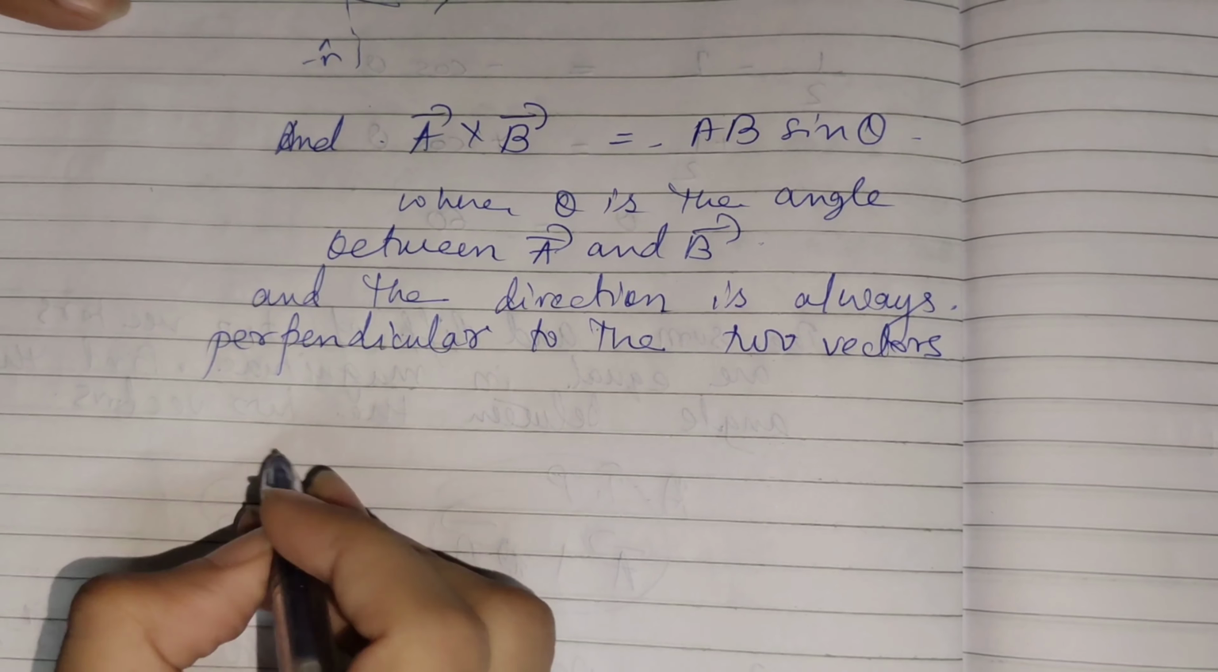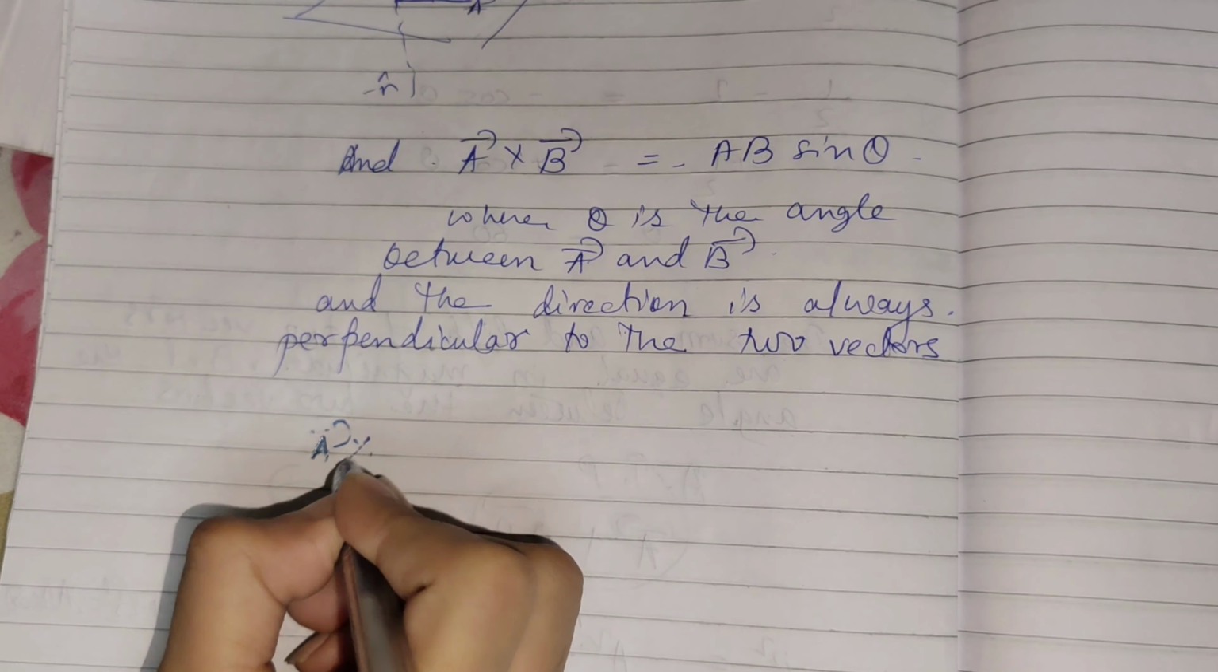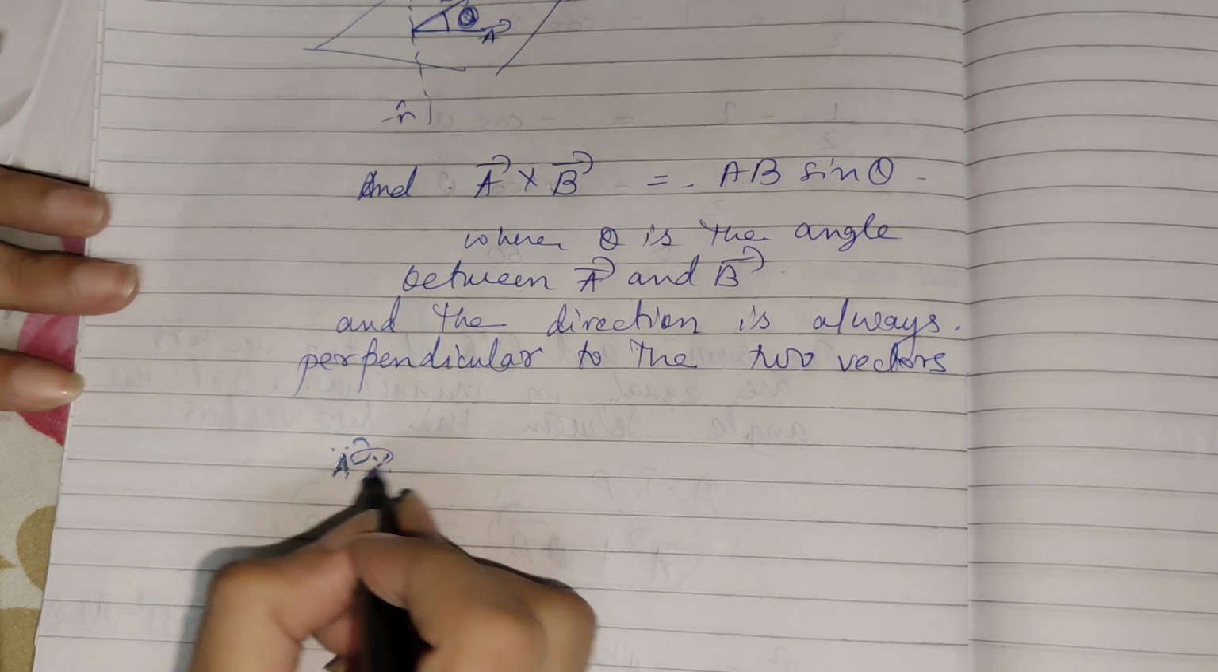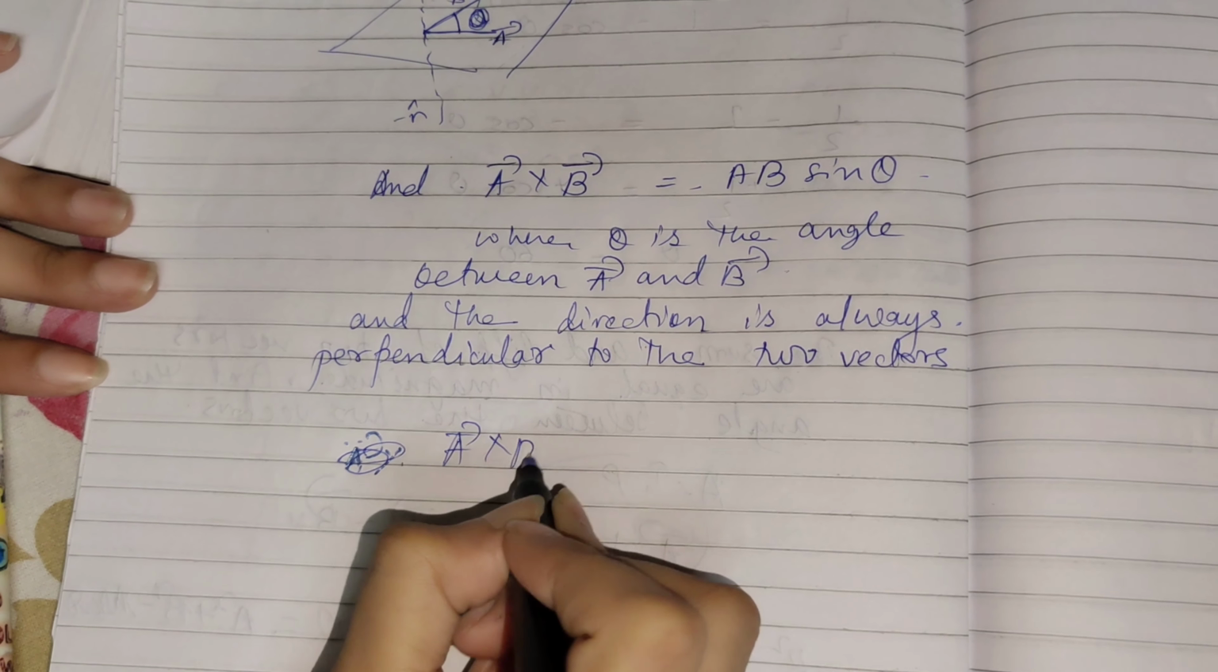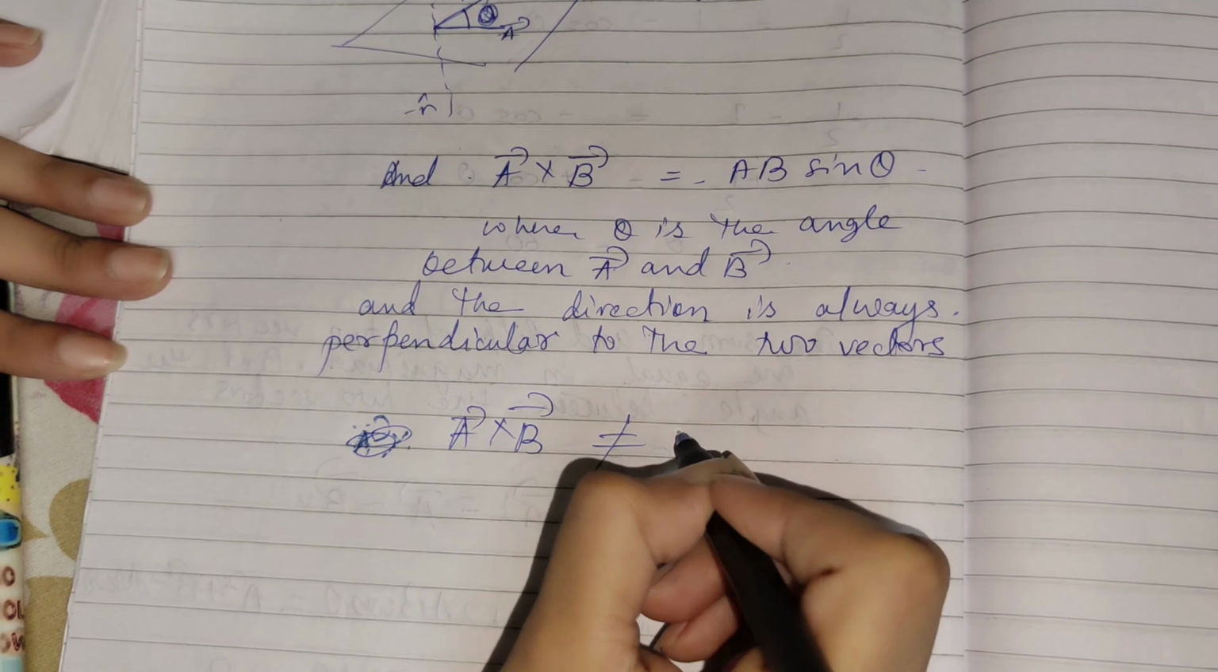So from here we can understand, we get to know, hence by this, that A cross B is not equal to B cross A.